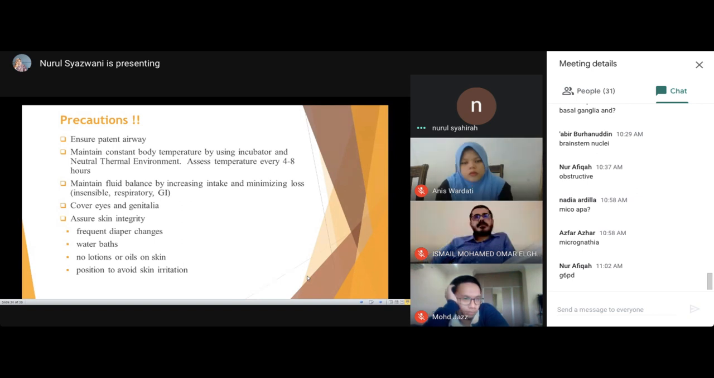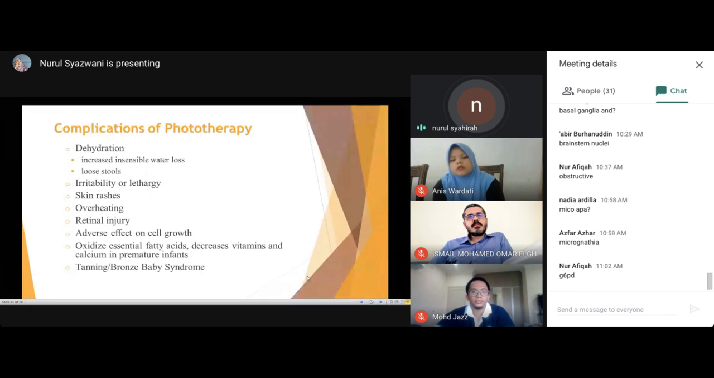Okay, this one is the complications. The baby might have dehydration because there's increased water loss. Baby may have loose stool, irritability, lethargy, skin rashes, overheating, retinal injury, adverse effect on cell growth, oxidative damage, decreased vitamin and calcium in premature baby, and then bronze baby syndrome, discussed before.